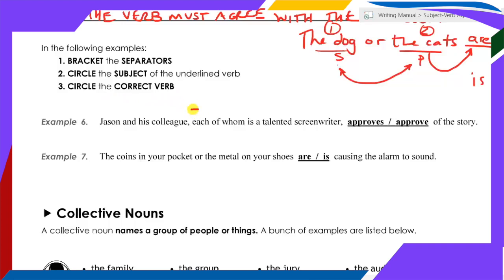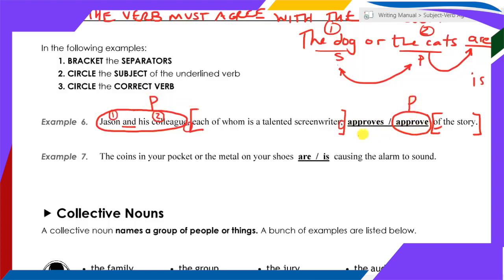In example 6, I'm going to start my bracket at the first comma, end my bracket at the second comma. Phrase between commas, separator. Subject becomes, subject is, Jason and his colleague. So notice, two nouns, separated by and, compound subject, joined by and, we use the plural verb. Jason and his colleague approve. Of the story is actually a prep phrase, so we can bracket it and ignore it. Jason and his colleague would be a plural subject. We need the plural verb.